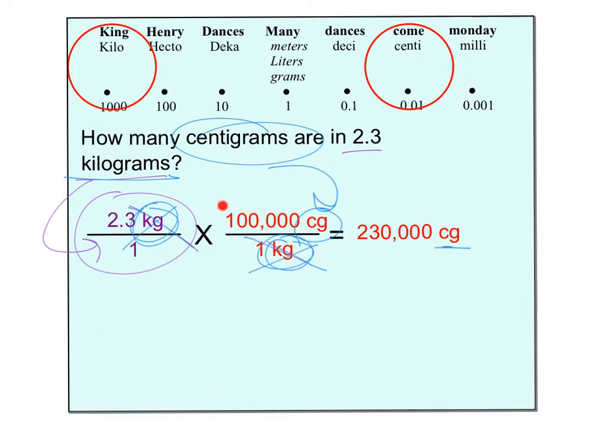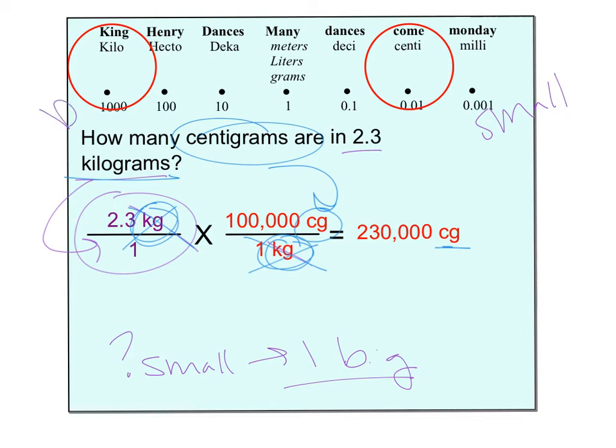The thing you need to figure out is the numbers here. In order to do that, you are going to use the King Henry Dances Mini Dances Come Monday up here. There are lots of ways to do this. If you have a way that you're more comfortable with, by all means use it. This is what I do. I always want to figure out how many small are in one big. Smaller numbers are on this side and big numbers are on this side. So how many small in one big?